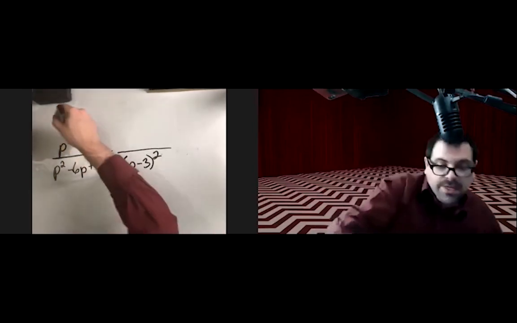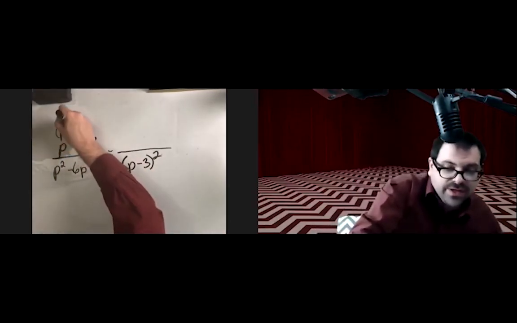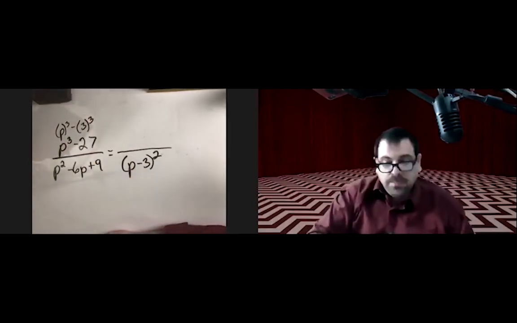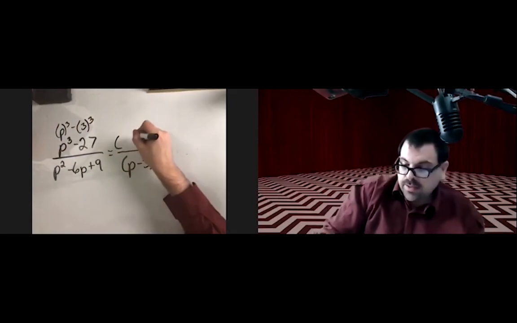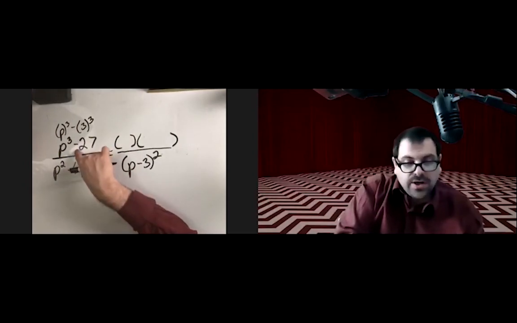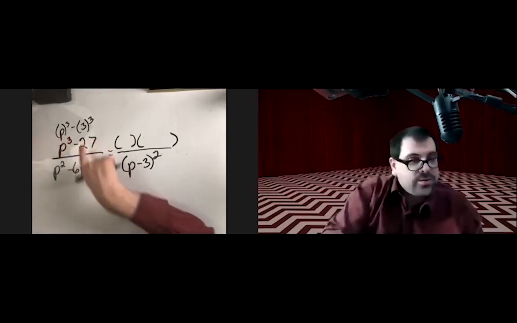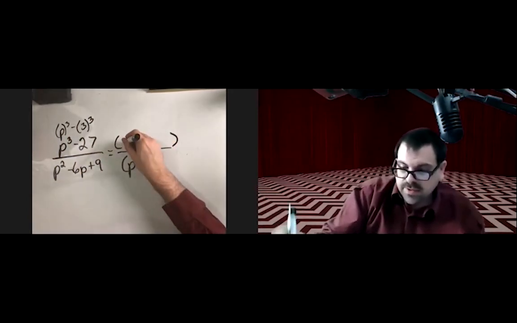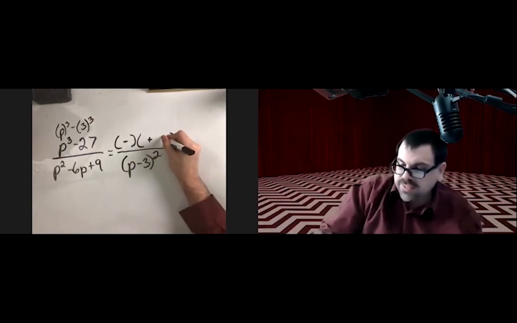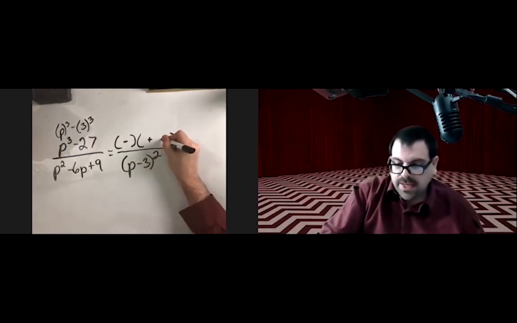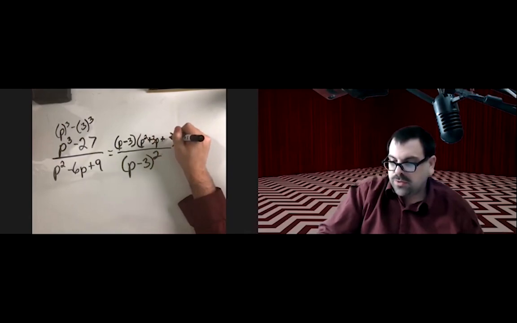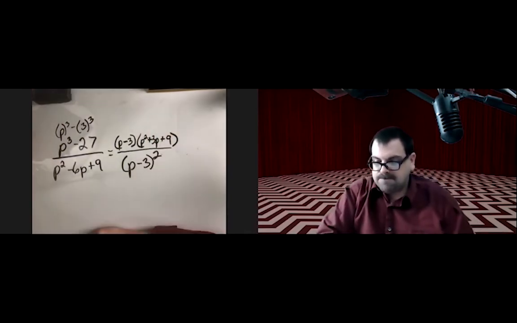On top, p cubed minus 27 is a difference of cubes. The two things being cubed are p and 3. Set up our SOAP formula. We're starting with subtracting 2 cubes, so same as the minus, opposite of the minus, always plus. P and 3, p squared, 3p, 3 squared. 3 squared is 9.